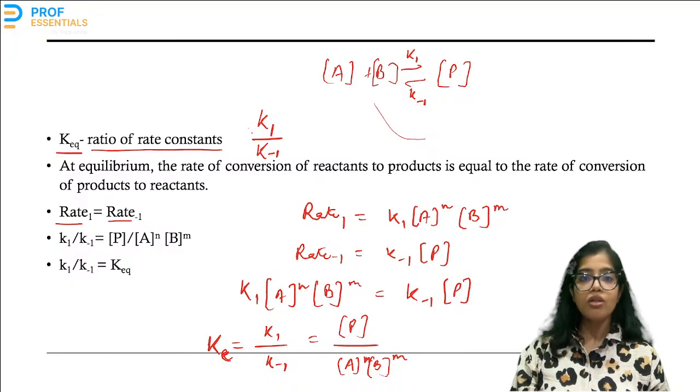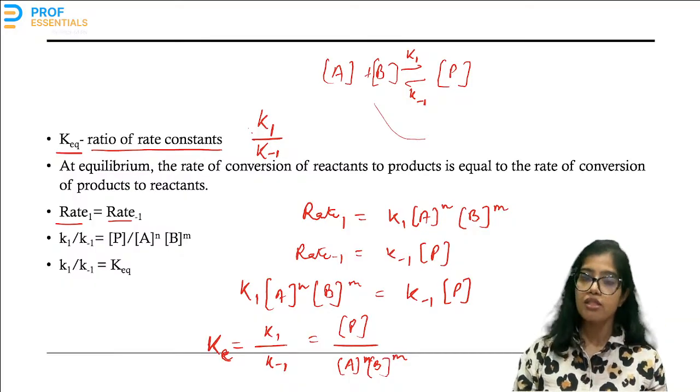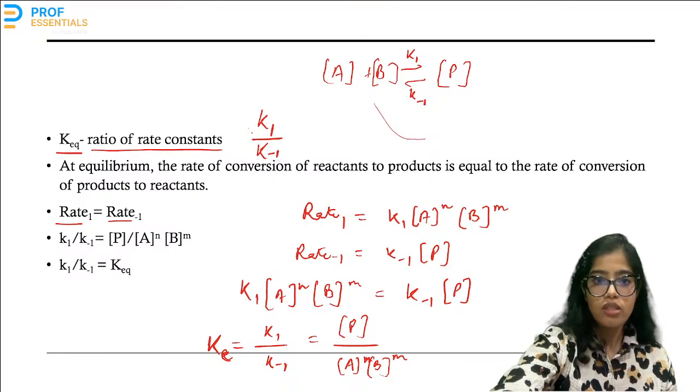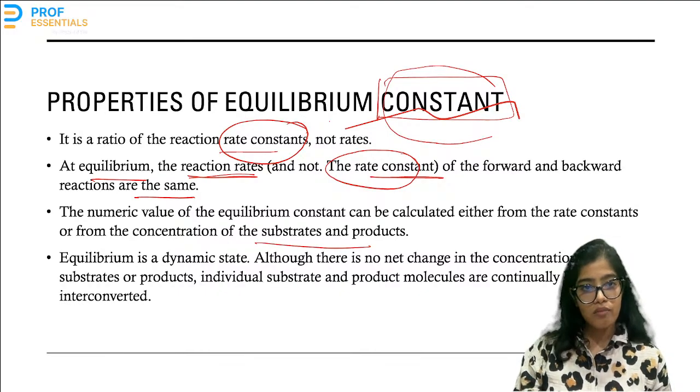Concentration of P upon concentration of A into B with their respective stoichiometric indices. Understood? So this is the third property of equilibrium constant. The fourth one, which is kind of a theoretical one, is that equilibrium is a dynamic state.